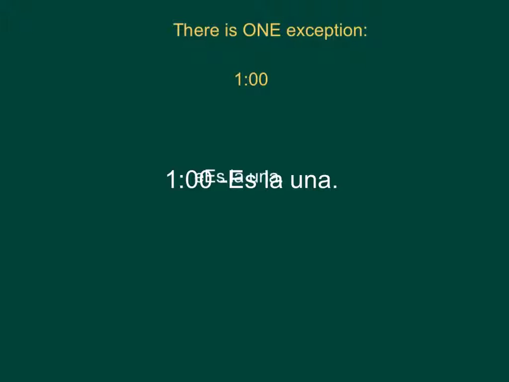It's the only one that's es la una, and you really, really need to remember that it's the only one that's not son las. Say it with me. Es la una. Es la una. Be sure you write that down because it will be very important later.